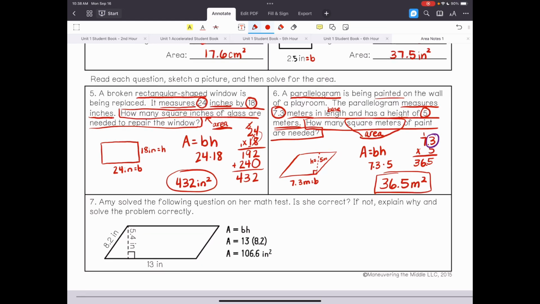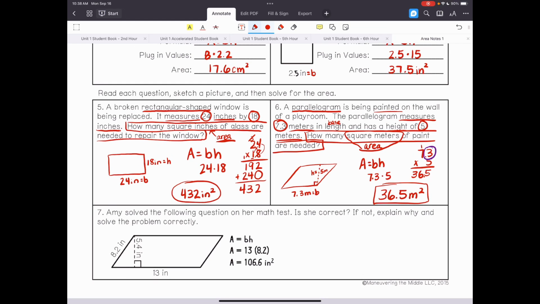All right, I'm going to challenge you to look at that last one on your own and see if you can identify where they made the mistake. And if you're not sure, look back at your notes, because there's one key detail that they made the mistake on the parallelogram. Look specifically at the parallelogram notes.